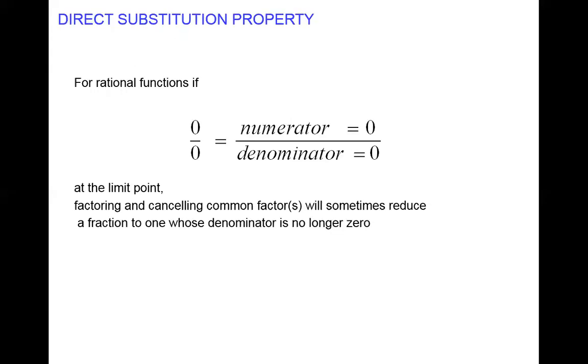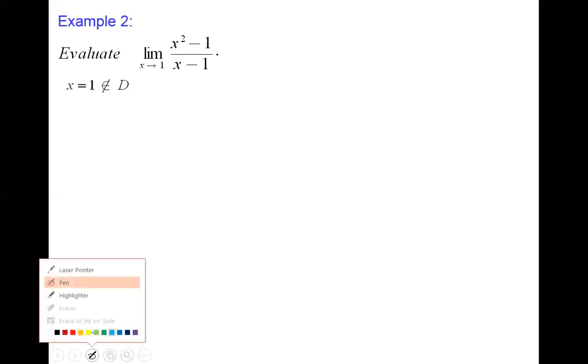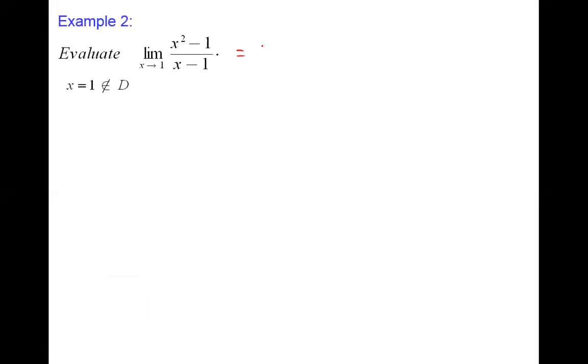Substituting 1, I can actually do this. 1 squared minus 1 over 1 minus 1, of course, is 0 over 0. We do have a problem because we can't really have 0 in the denominator. And of course, we're getting 0 because of the domain. That's what we have to deal with.